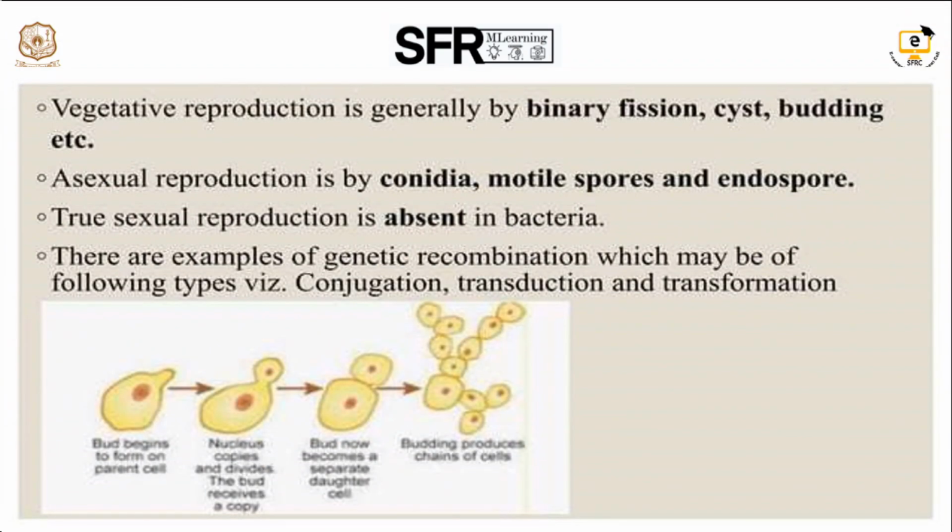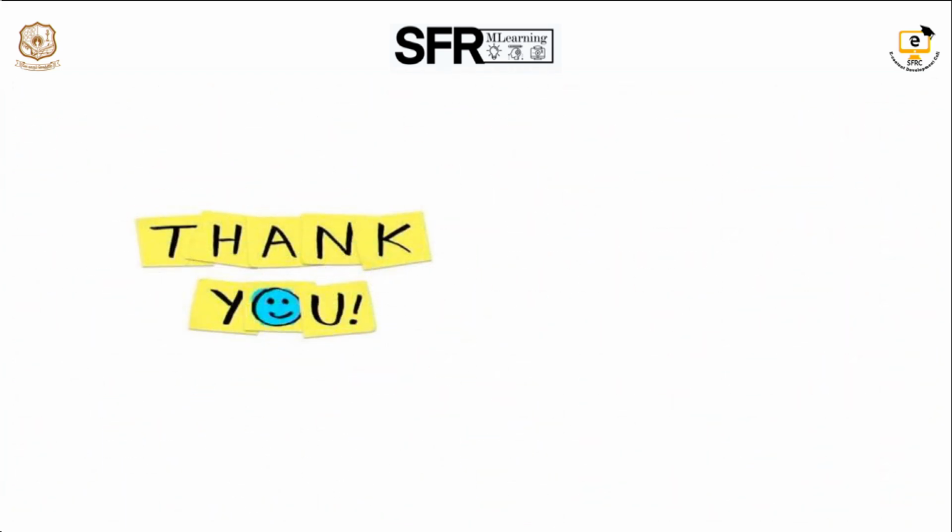Next, the reproductive structures of bacteria. All bacteria reproduce, especially by vegetative and asexual reproduction. Under vegetative reproduction, you have to learn binary fission, cyst, budding, etc. What about asexual reproduction? Mostly bacteria form gonidia, motile spores and endospores. True sexual reproduction is absent in bacteria. What are the reproductive methods present in bacteria? One is conjugation, second transduction, third transformation. These are some characteristic features of bacteria.